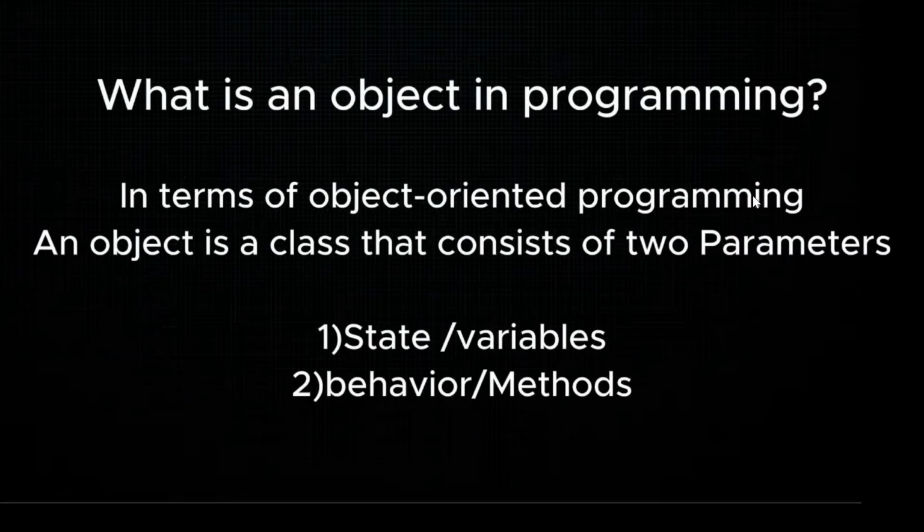So what is an object in programming? In terms of object oriented programming, an object is a class that consists of two parameters. Those are state, also considered as variable, and behavior, which is considered as methods in a class.